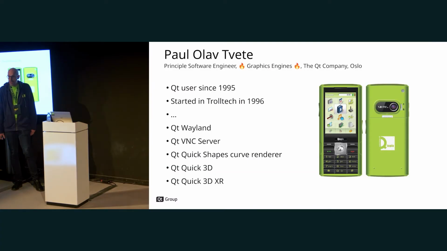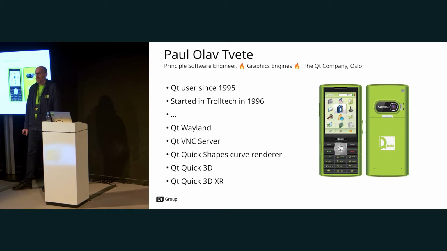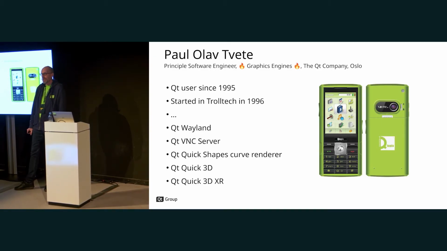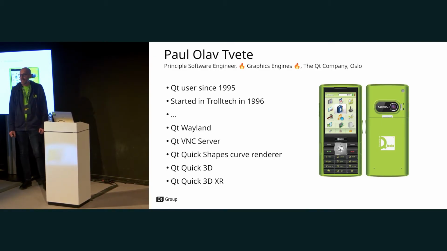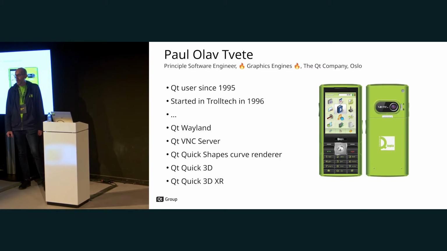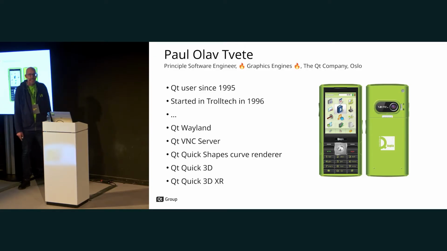So, first, allow me to introduce myself. My name is Olav Tvete, but you can just call me Paul. I'm a software engineer at the Fire Emoji graphics engine Fire Emoji team at the Qt company's Oslo office. And that is the official team name, by the way.